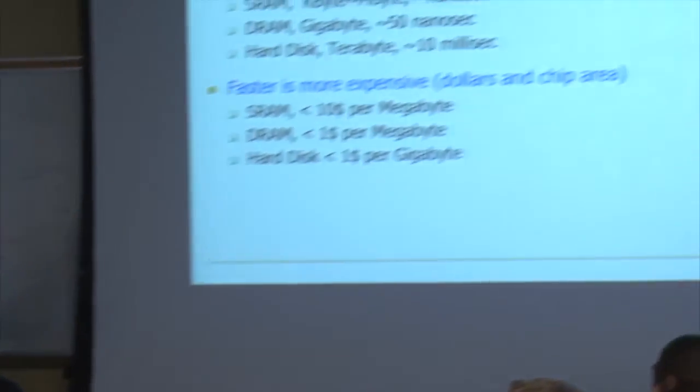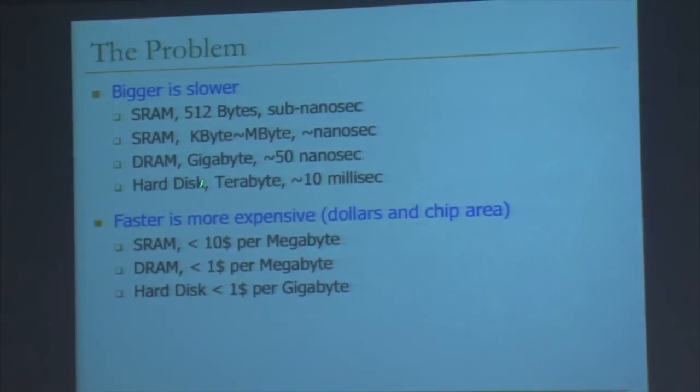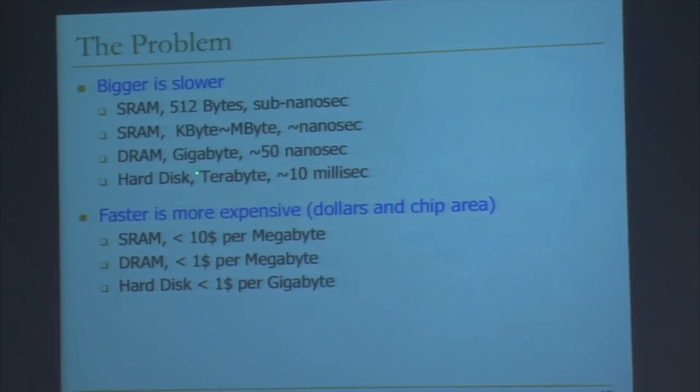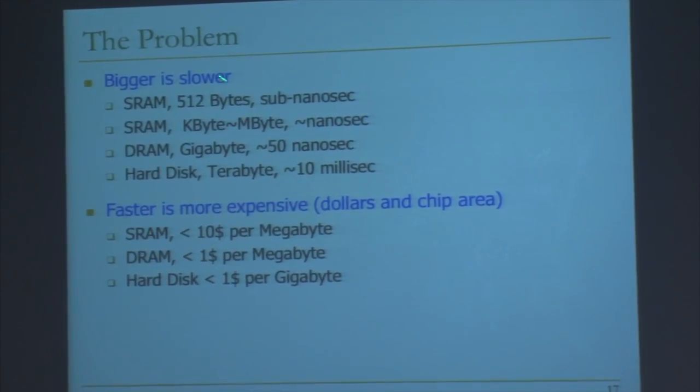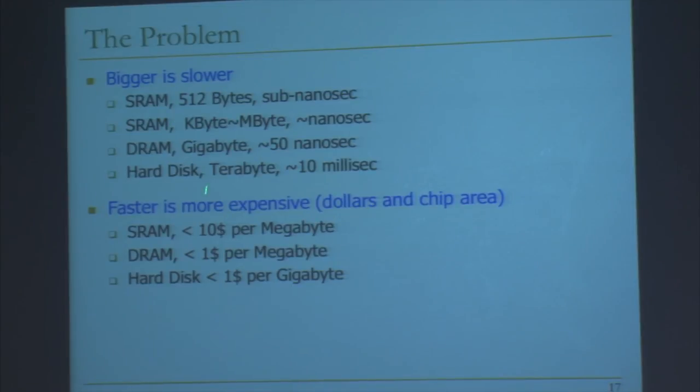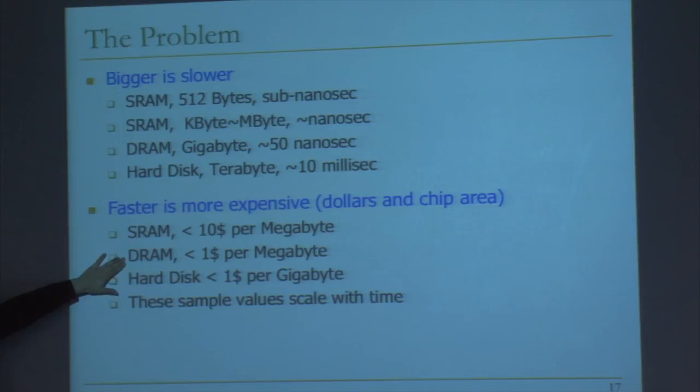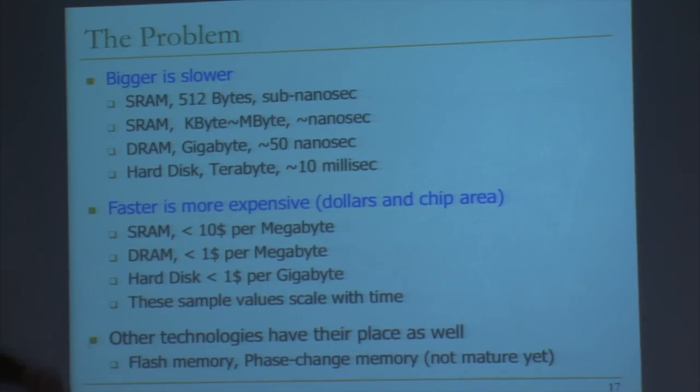The problem is bigger is slower, and faster is more expensive. And these are some numbers over here. As a result, we have developed hierarchies, basically. I'm not going to go into this. You can read this. These sample values obviously scale with time. I'm not sure if DRAM is less. Well, DRAM is still less than $1 per megabyte. Right? But how much less depends on when you buy it.